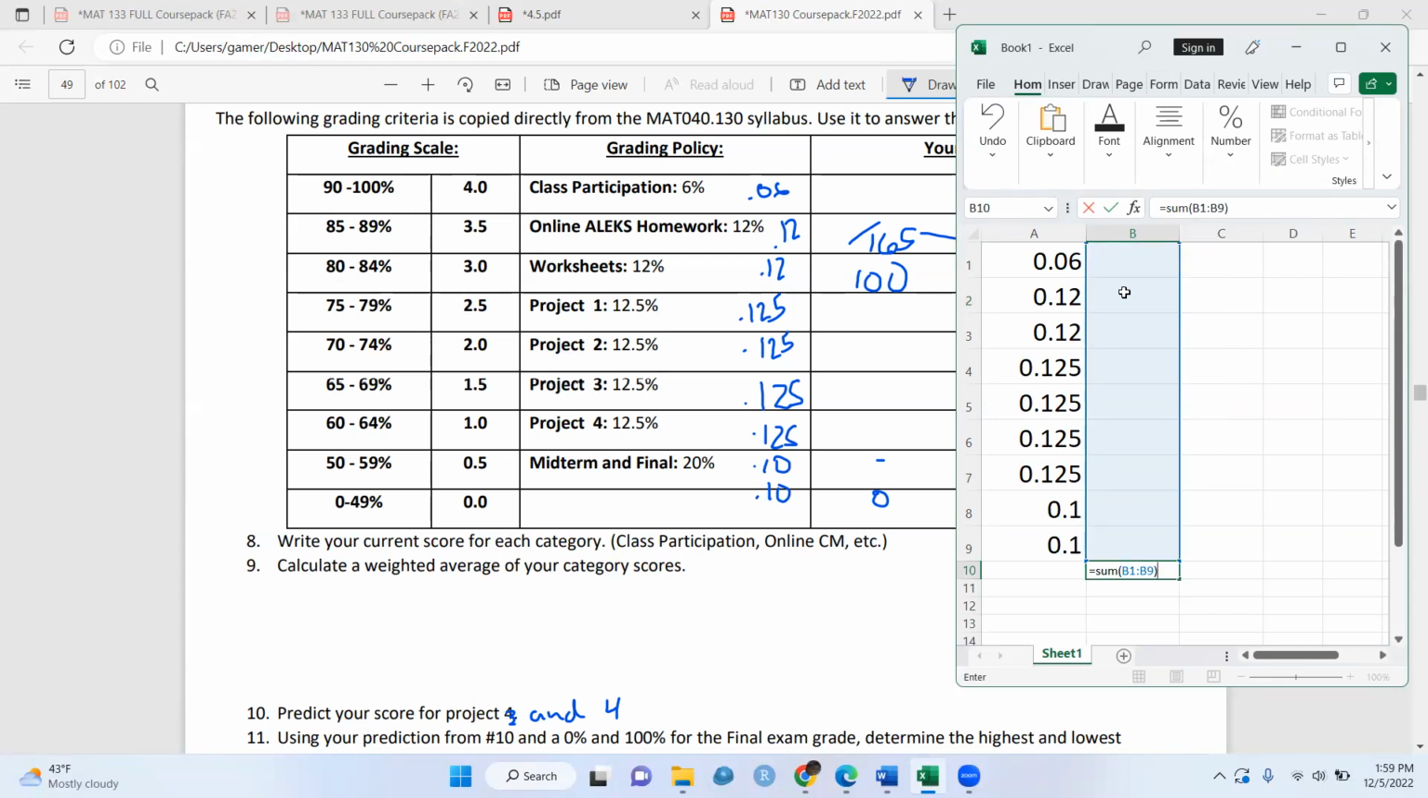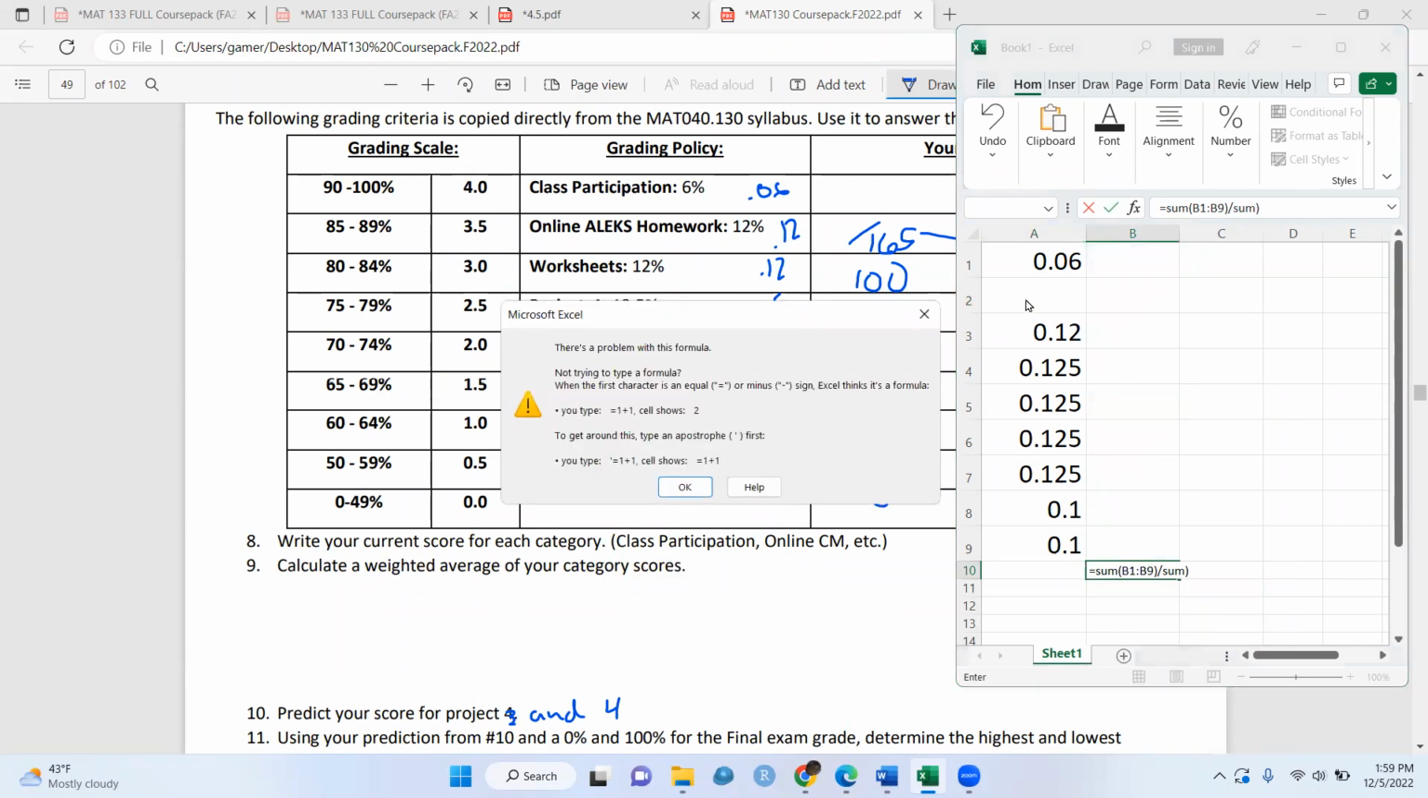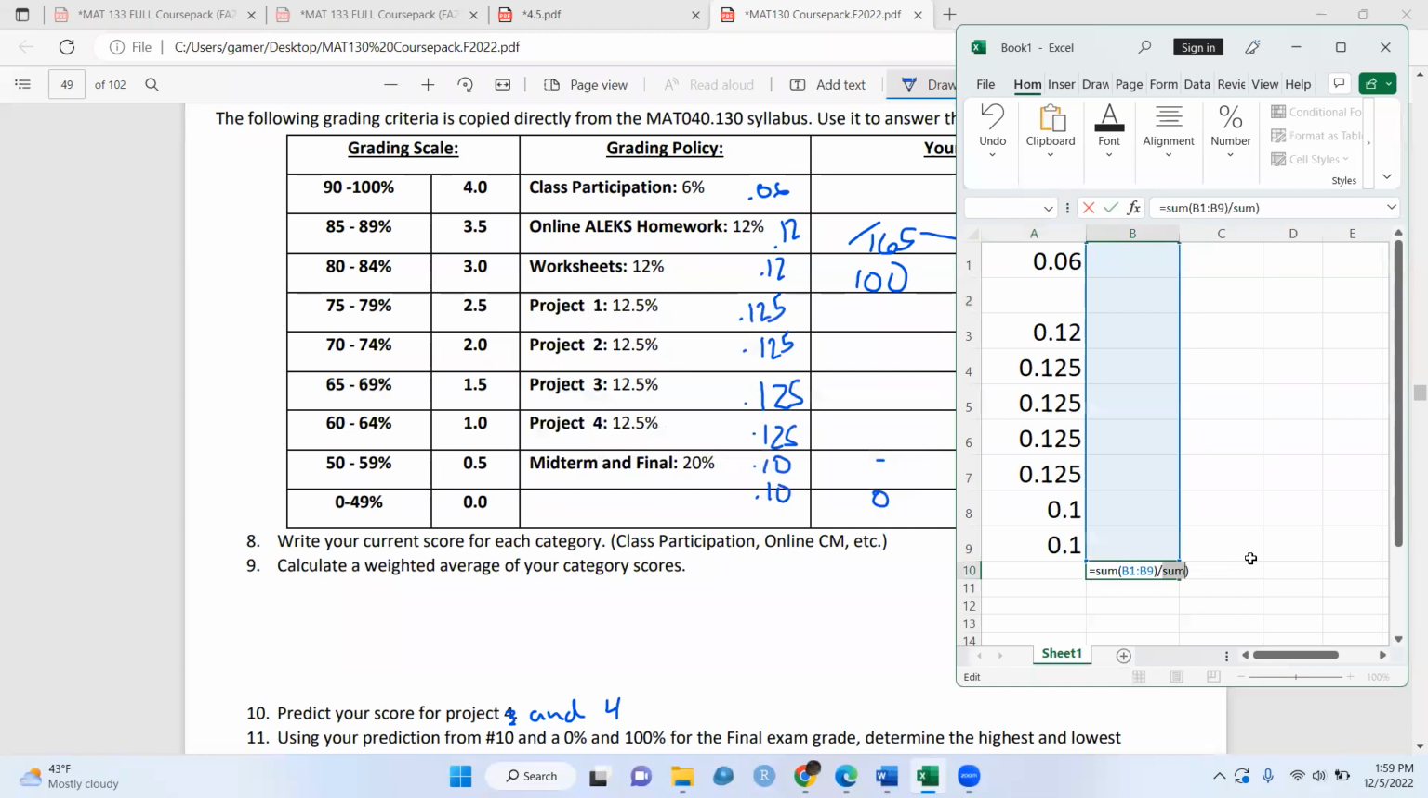And this time you would need to, as long as you had grades for all of this, you should be good. If you leave out Alex, like if you delete this, you would need to do the sum of these divided by the sum of these, because this doesn't add up to 1.